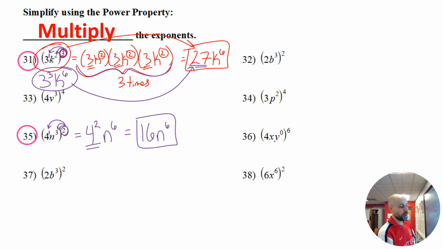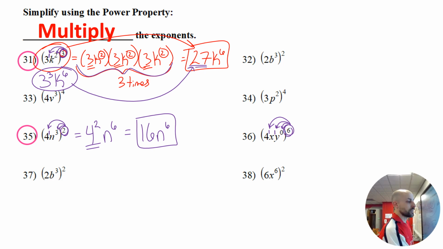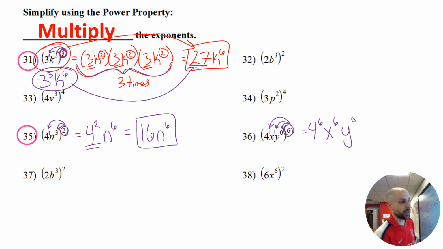So right here we have number 36. For 36, we have a couple things on the inside that have powers of 1 that are hidden. So this 6 on the outside is going to get distributed to each of those terms on the inside. Okay, so 4 to the power of 1, 1 times 6 is 6. So 4 to the power of 6, x to the power of 6. And 6 times 0 is still 0, so y to the power of 0.